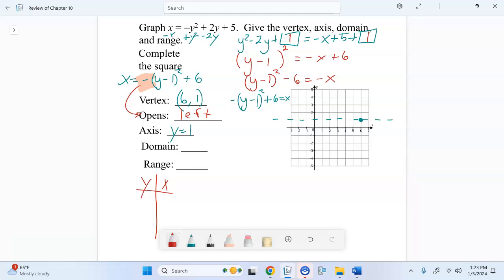Okay, y equals 0. So if we plug it in, we have negative 0 minus 1 squared plus 6. What's 0 minus 1? Negative 1 squared. Make it negative. Plus 6. So what's our ordered pair? 5, 0. So we'll plot that. 5, 0. What's our symmetry point going to be? 5, 2. 5 and 2 will be our symmetry point.